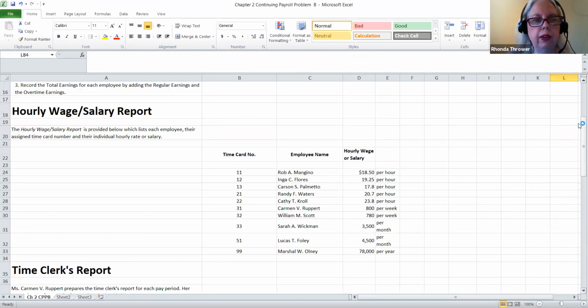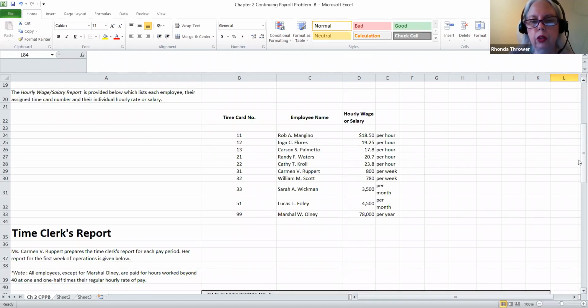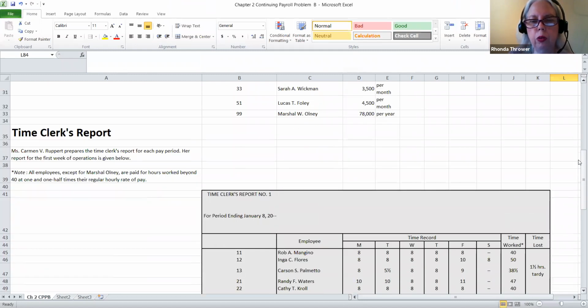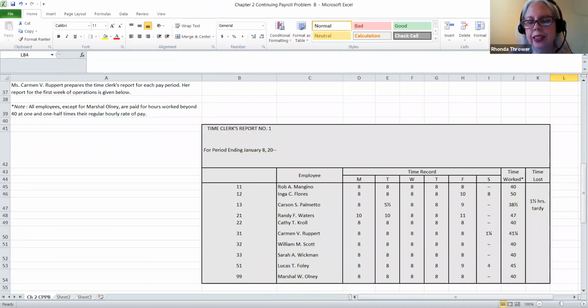What they've given us is an hourly wage and salary report, which shows the name of each employee and the amount that they make. Notice these employees, some of them are paid by the hour, some of them are paid by the week, some of them are paid per month, and then one is paid by the year. So make sure you take into consideration how many times the employee is paid before you fill out this payroll register. We also have a clerk's report, which is nothing more than a list of the employees and the amount of time that they worked.